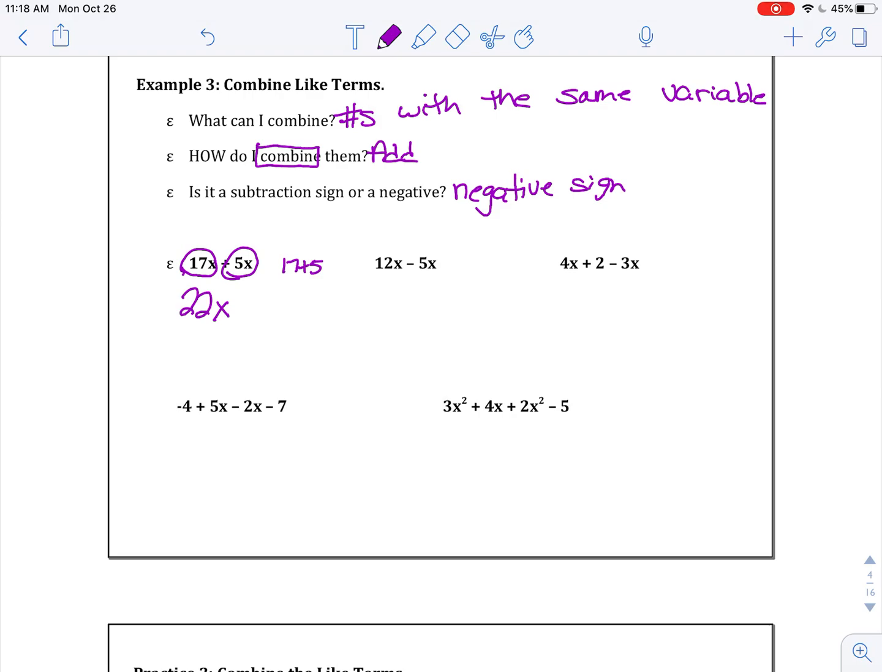Next one, 12x minus 5x. So I have 12x and negative 5x as like terms. So I'm going to take 12 plus negative 5, and I'm going to get 7x.